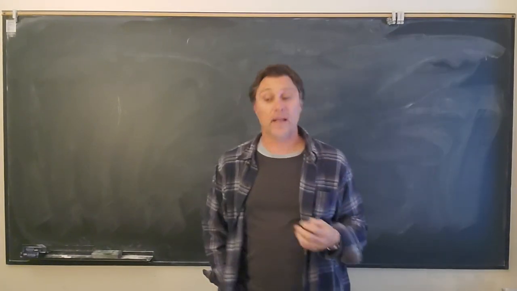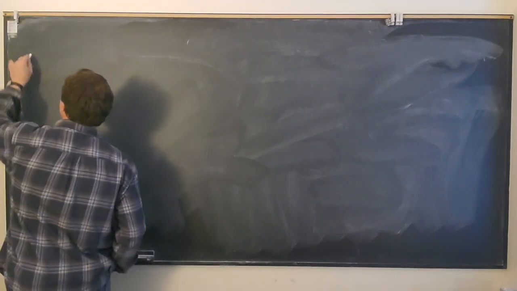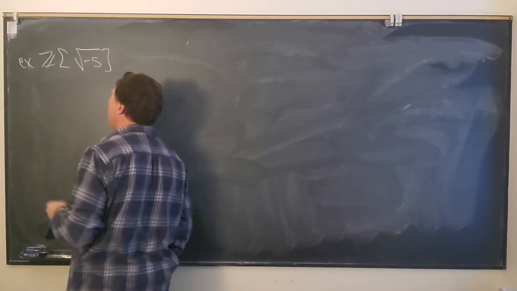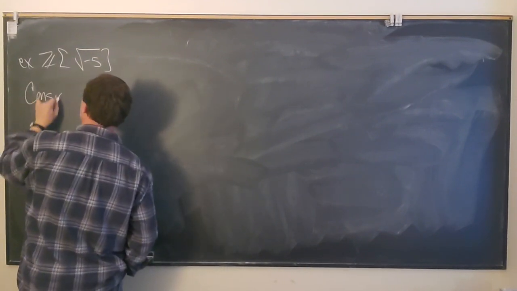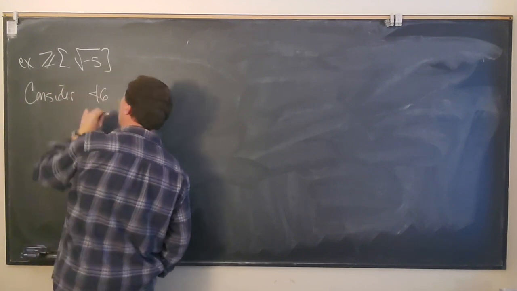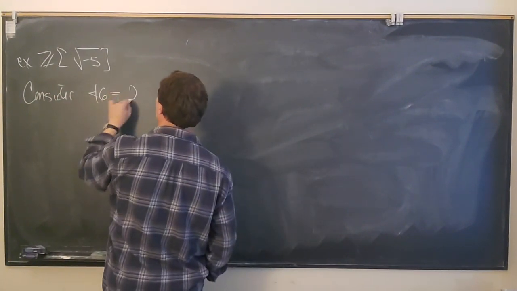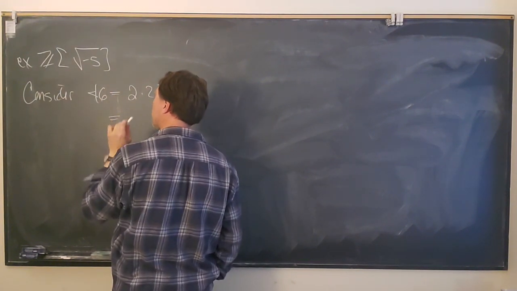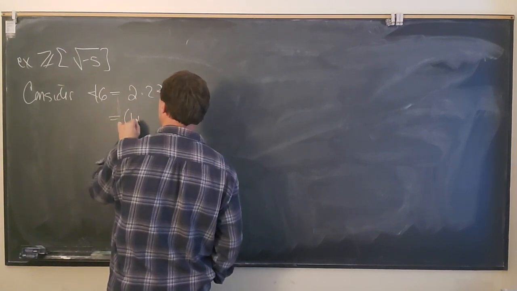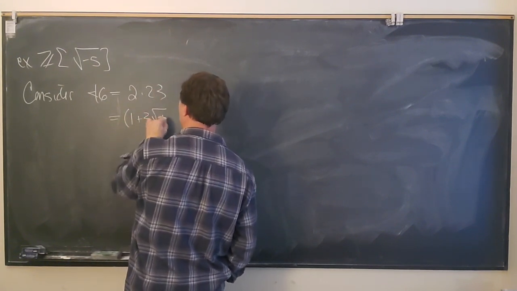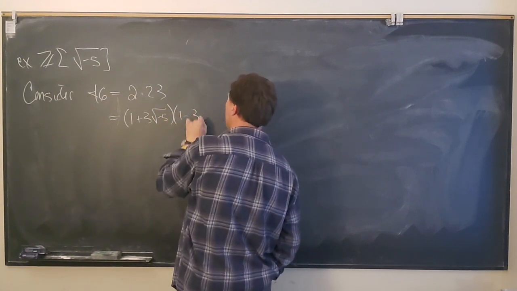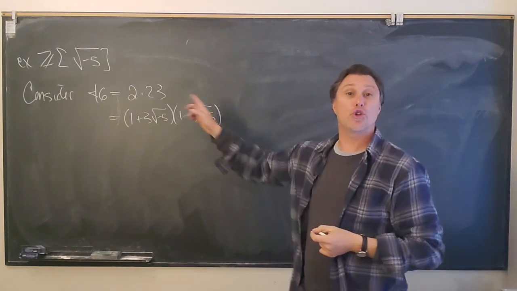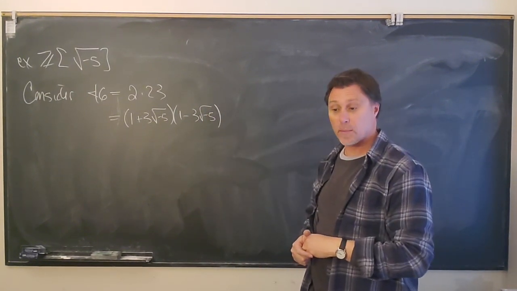Okay, so I want to do one more fun example. In this case, I want to work in Z bracket square root minus 5, and I want to consider the number 46, which of course we can factor as 2 times 23. But in Z bracket square root of minus 5, it also factors as 1 plus 3 times square root of minus 5 times 1 minus 3 times square root of minus 5. So what we have here is potentially 2 different factorizations for the same number.